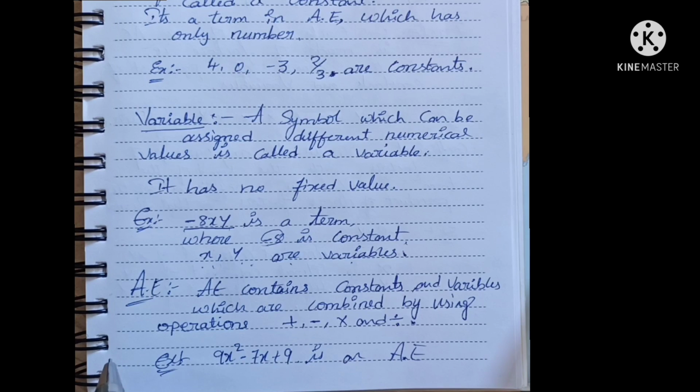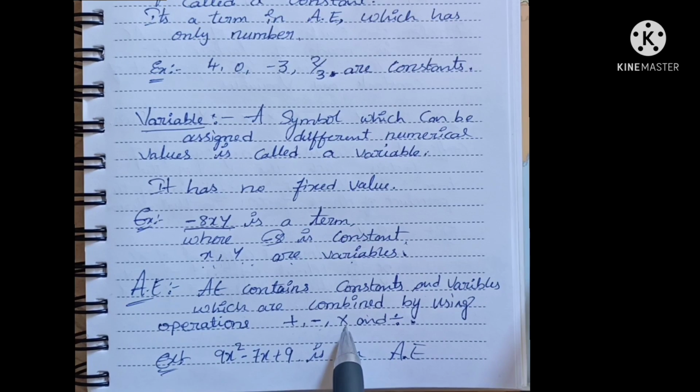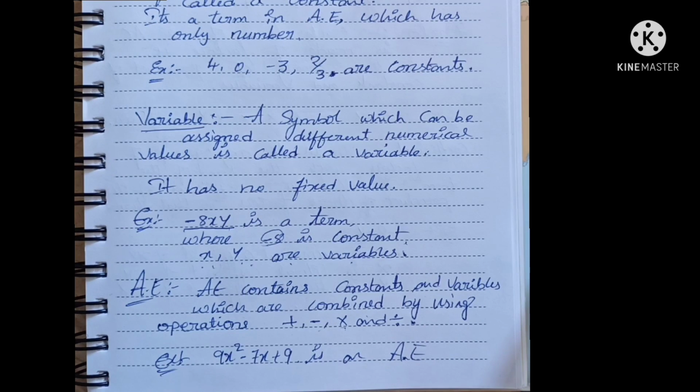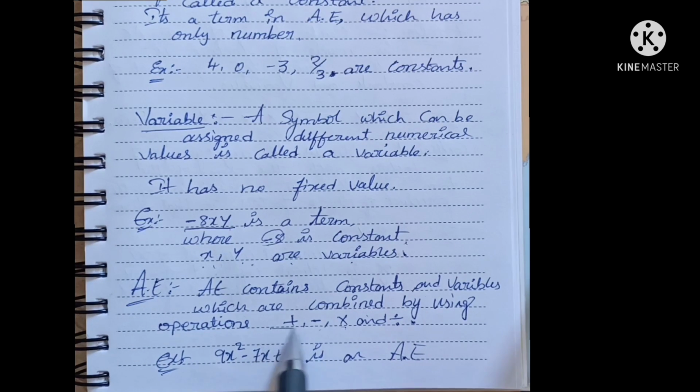So what is an algebraic expression? An algebraic expression contains constants and variables which are combined by using the operations plus, minus, multiplication and division. AE is the short form for algebraic expression. It is going to have a few constant values as well as variables, combined by using mathematical operations. Generally we know, right? Addition, subtraction, multiplication, division.